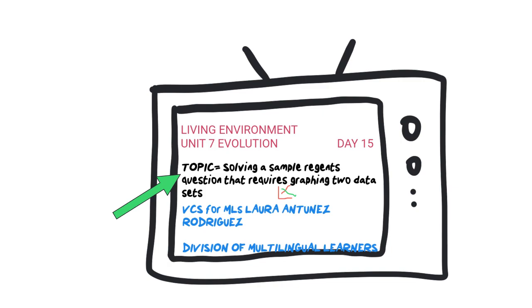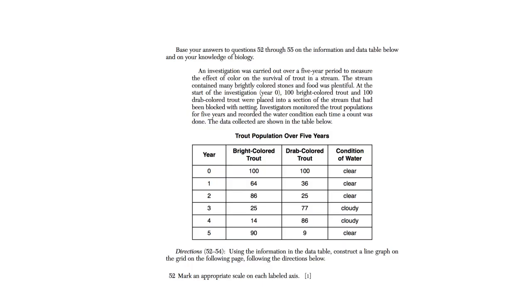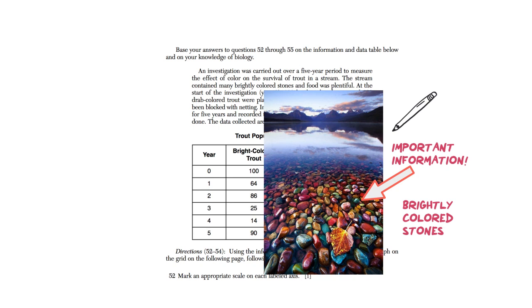Let's begin. I chose questions 52 through 55 from the Regents exam of August 2010 because the topic is evolution. Let's read the questions. Base your answers to questions 52 through 55 on the information and data table below and on your knowledge of biology. An investigation was carried out over a 5-year period to measure the effect of color on the survival of trout in a stream. The stream contained many brightly colored stones and food was plentiful.